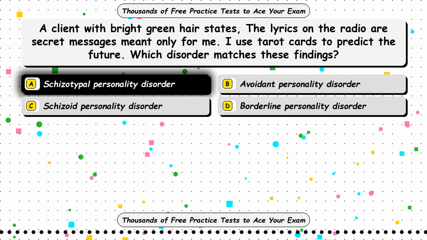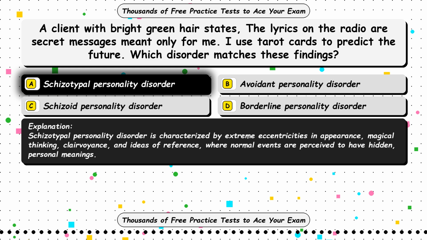The correct answer is option A, schizotypal personality disorder. Schizotypal personality disorder is characterized by extreme eccentricities in appearance, magical thinking, clairvoyance, and ideas of reference, where normal events are perceived to have hidden, personal meanings.